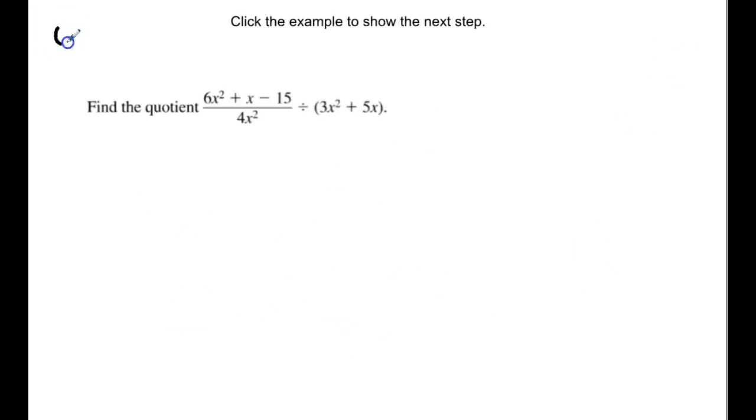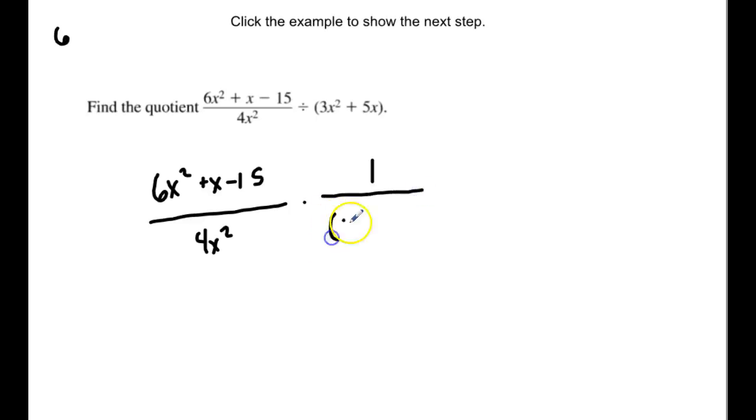So here's example number 6, okay? So the first thing I want to do is multiply by the reciprocal, because I don't like dividing by fractions. So I have 6x squared plus x minus 15 divided by 4x squared, and then I multiply by the reciprocal, so I flip this fraction.